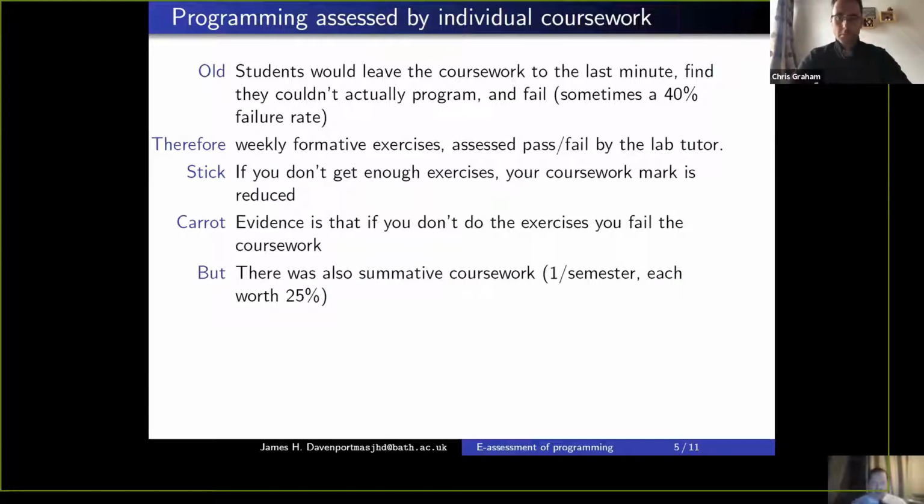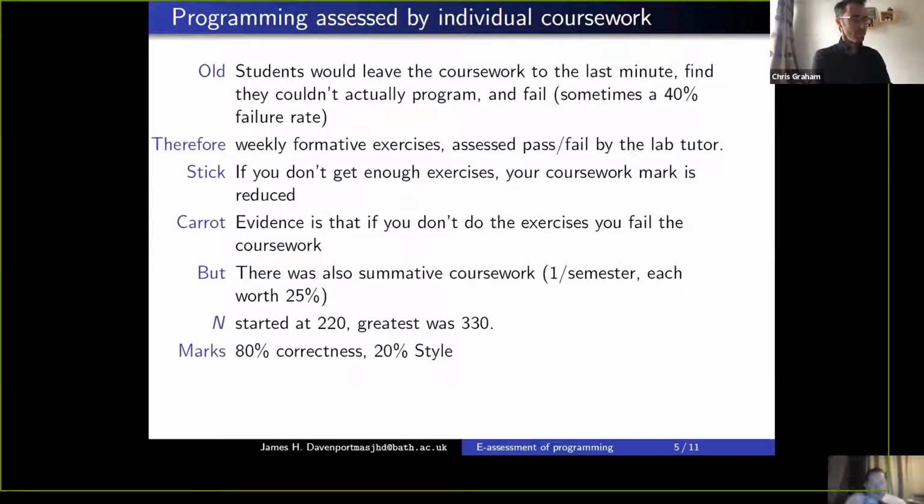However, we also need the formative coursework, which is one per semester. Each of them was worth 25%. The other half was the exams. Number of students started at 220 the first year I taught. The greatest number was 330. The coursework marks were 80% correctness and 20% style assessed by the tutors.